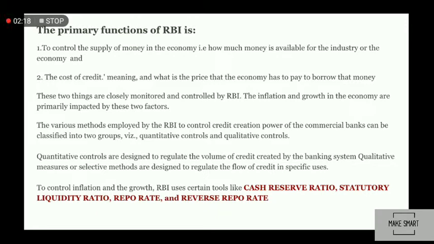To control inflation and growth, RBI uses certain tools or weapons like CRR, that is cash reserve ratio, statutory liquidity ratio, called SLR, then repo rate, and then reverse repo rate. These are the four tools or weapons by which RBI controls inflation and growth in India.